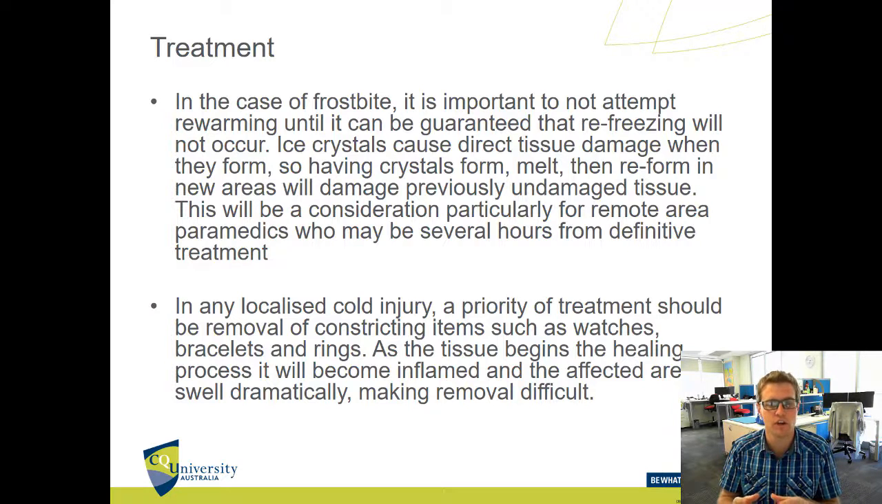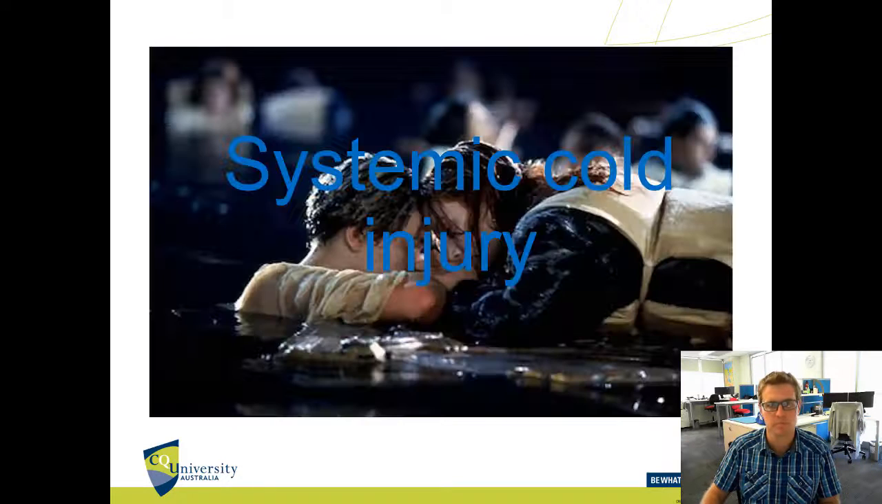So you're going to have healthy tissue that was salvageable now get destroyed in the second freezing. So don't attempt to thaw out a frostbitten foot or toes, for example, until you're sure that they're not going to be able to refreeze. Just like with burns too, you want to get off rings, bracelets, watches, because these injured areas are going to become so inflamed, they're going to swell dramatically.